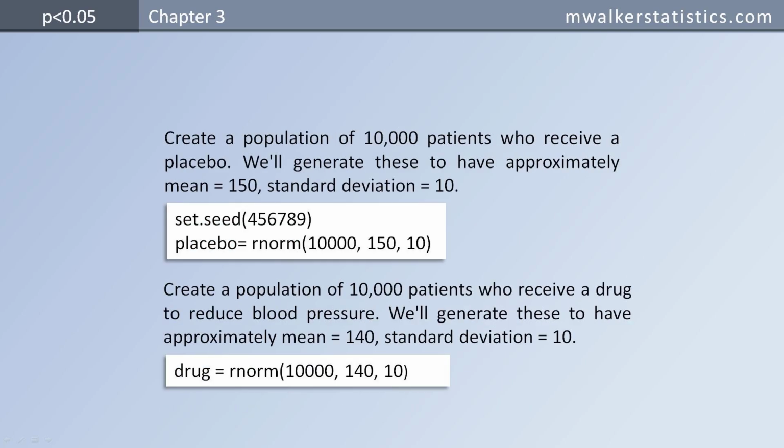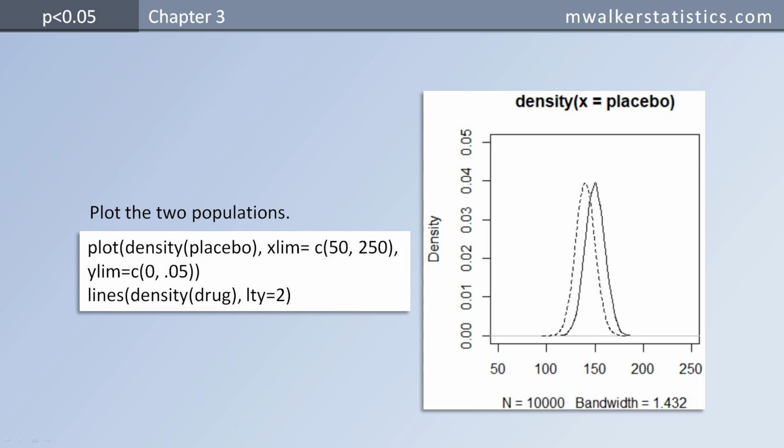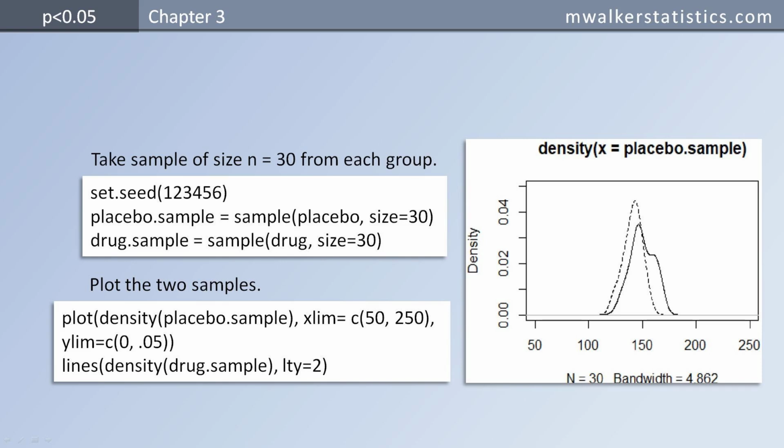Create a population of 10,000 patients who receive a placebo. We'll generate these to have approximately mean equals 150, standard deviation equals 10. Create a population of 10,000 patients who receive a drug to reduce blood pressure. We'll generate these to have approximately mean equals 140, standard deviation equals 10. Plot the two populations. Take a sample of size n equals 30 from each group. Plot the two samples. Do the t-test.